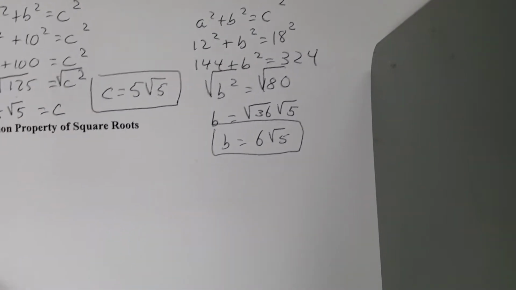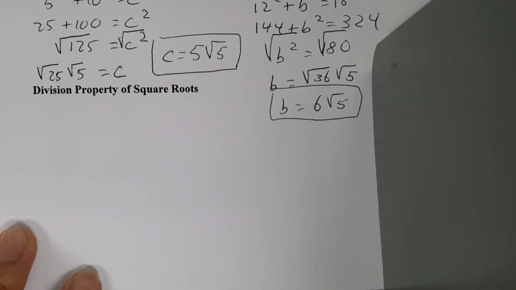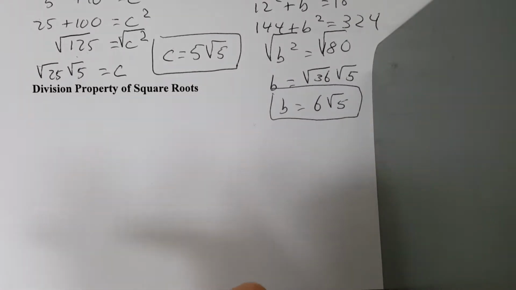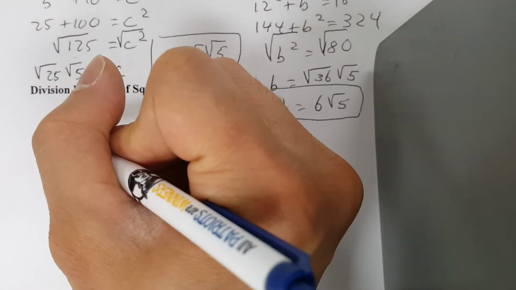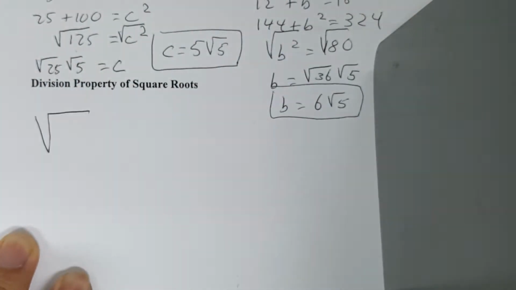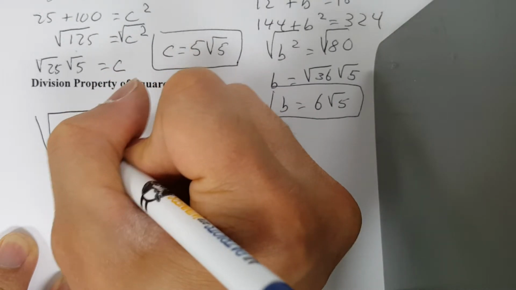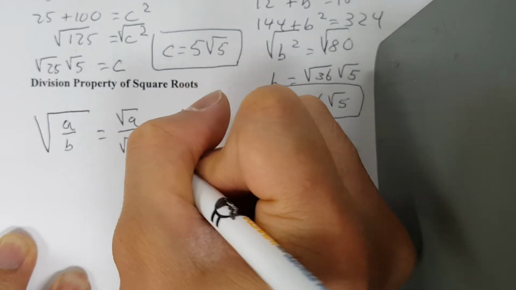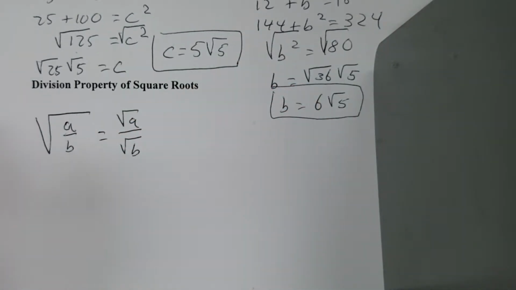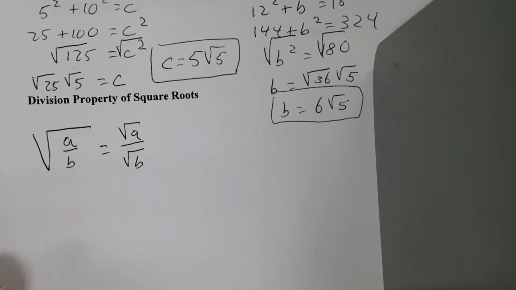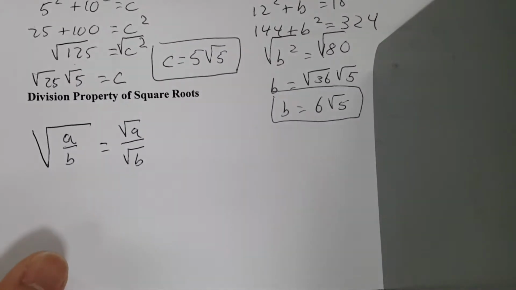Now, we're going to talk about the division property of square roots. If you have square roots, you can divide them. So for example, if I have the square root of a over b, it's the same thing as the square root of a over the square root of b. That's basically what the division property of square roots says. And you've kind of worked with these before, I think, last semester. So let's do a couple of examples.